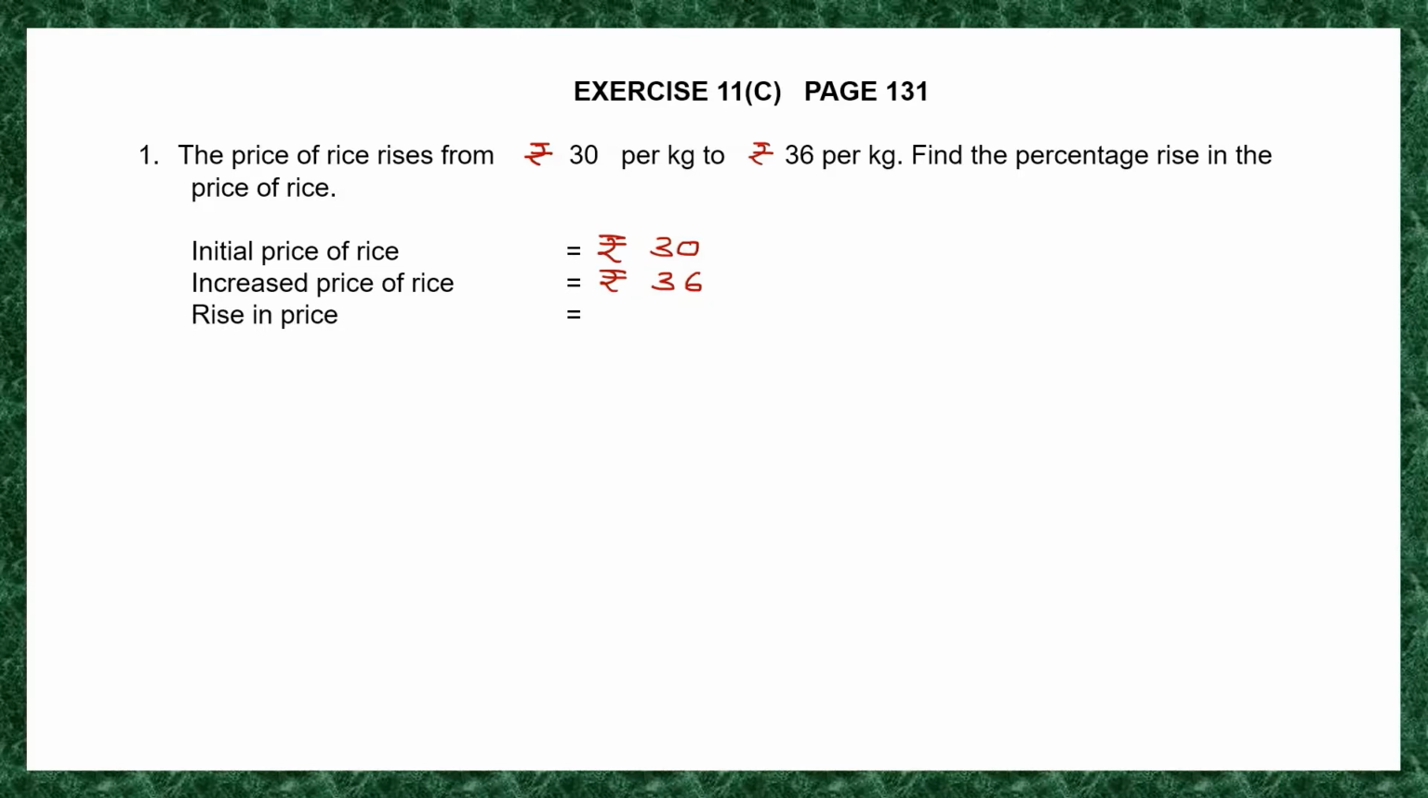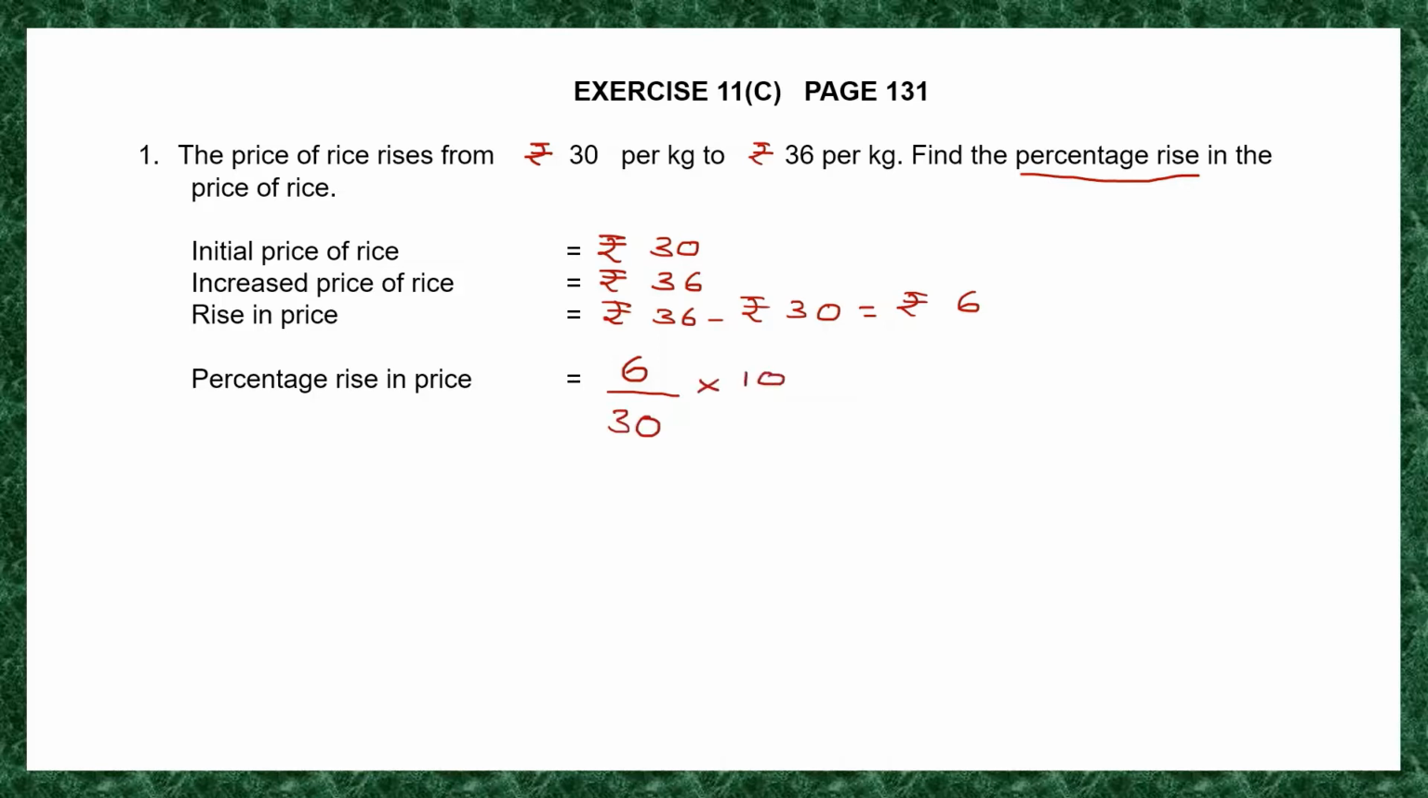So what is the rise in price? Rupees 36 minus rupees 30 will tell you the rise in the price. Okay, so how much did it go up? 36 minus 30 is 6 rupees. It went up by 6 rupees. Now we have been asked to find the percentage rise. Now we have only the rise, the amount, but we have to find the percentage rise. So percentage rise in price will be, we take the increase in price, 6 rupees, by the initial amount, which is 30 rupees, and multiply it by 100 to convert it to percent.